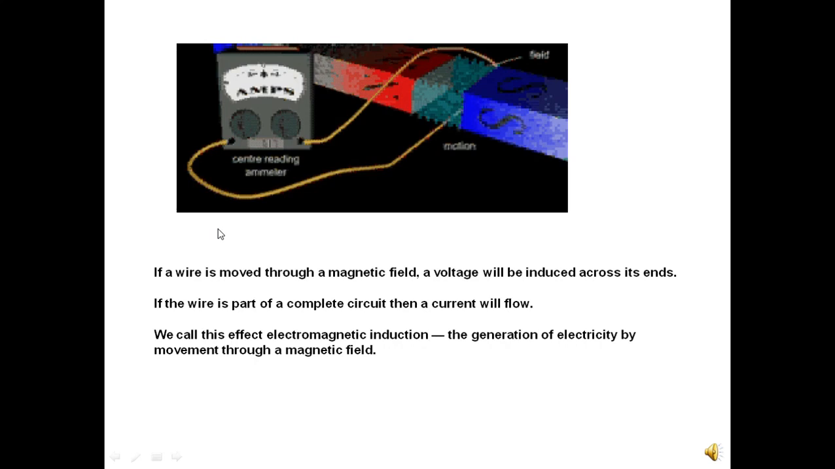Looking at electromagnetic induction then, electromagnetic induction is how we make electricity, and it comes about where the magnetic field through a conductor is changing, either because we are moving the conductor through the field and so it is cutting through field lines, or because the field around that conductor is changing. And we'll look at that with the transformer.